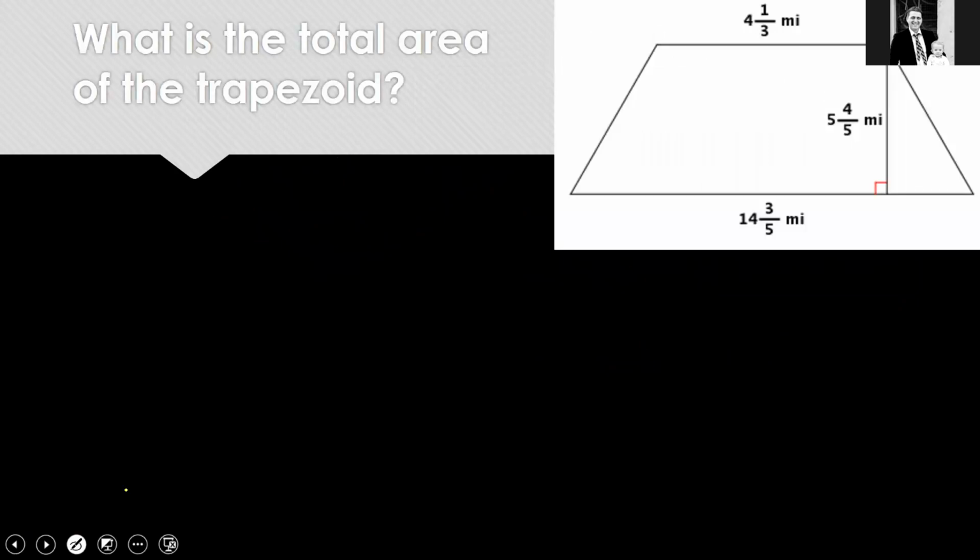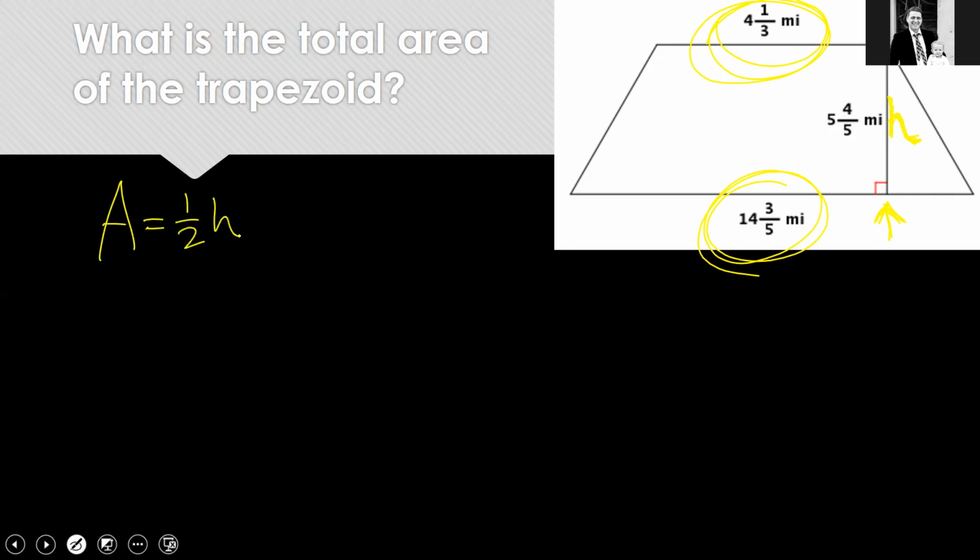Ooh, let's look at this one now. What is the total area of the trapezoid? It gives me my bases here and here, and it gives me my height. I don't even have to worry about whether that's my slant height or not, because I see this right angle that really helps me know that that is just my standard height. So I can use that same formula. Area is equal to 1/2 the height times B1 plus B2.